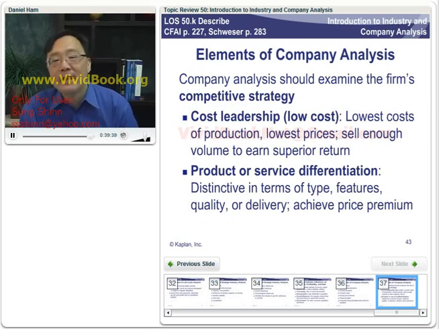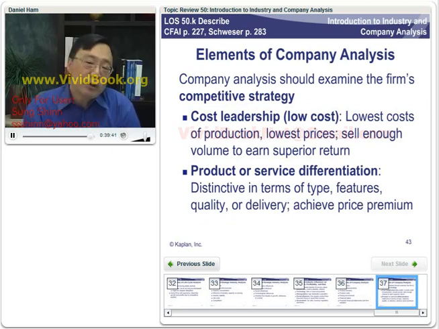And then that leads us to, this is still part of the Porter model, the elements of company analysis. What is your competitive strategy, really? I mean, in general, you have two general ways to look at your competitive strategy. One is looking at it as a cost leadership. You're the lowest cost producer.